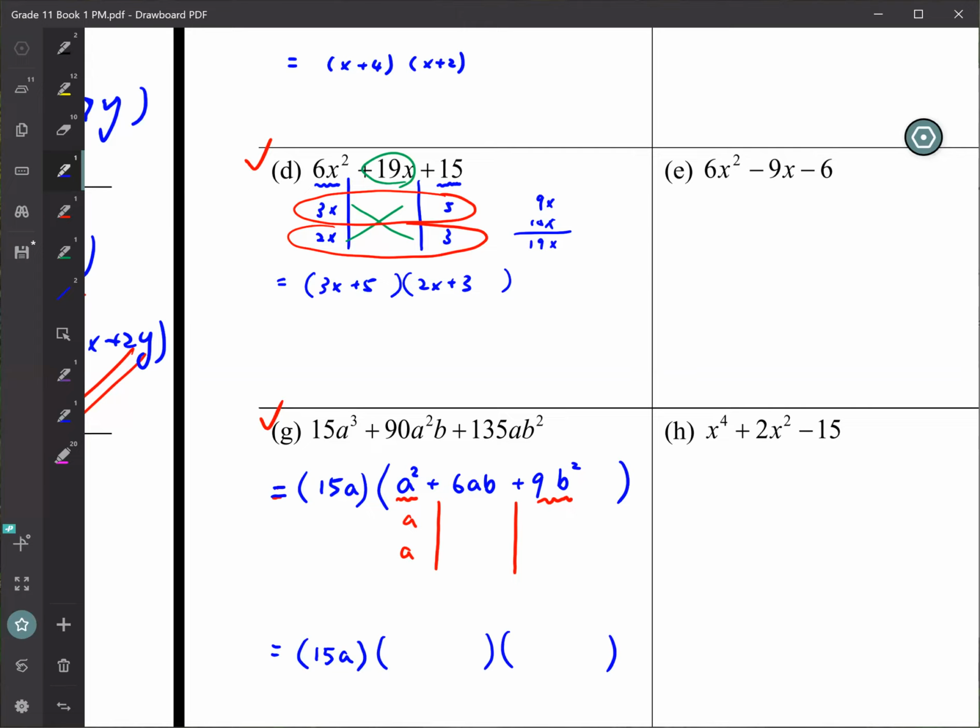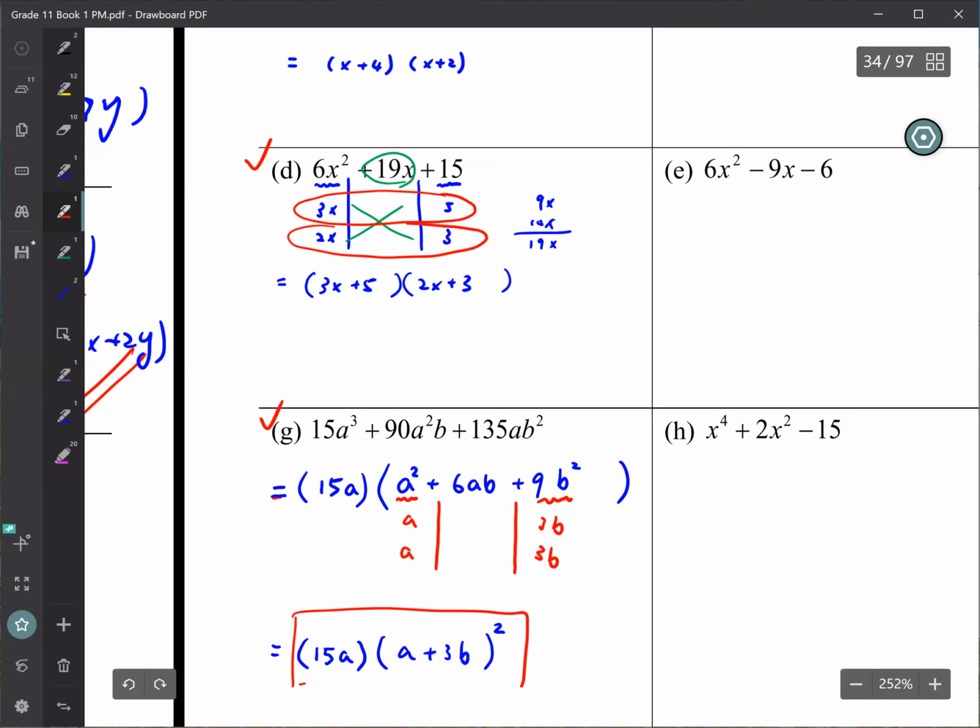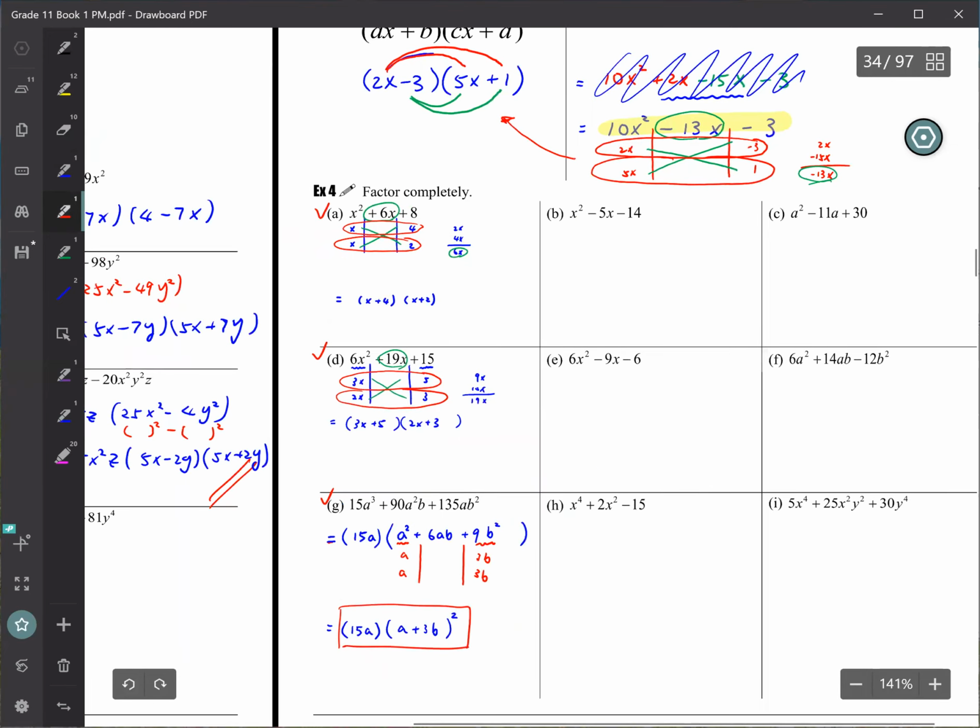Okay, Colin, what did you use for 9b squared? 3b and 3b, right? So these two are the same then, right? If those two are the same, you get 2 brackets the same, you can also make it easier by writing a plus 3b times a plus 3b, so make it square, okay? So that's another way you can write your answer. Okay, does anyone have question about how to do cross multiply?